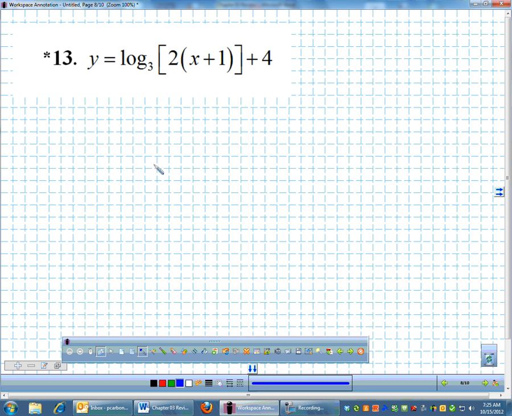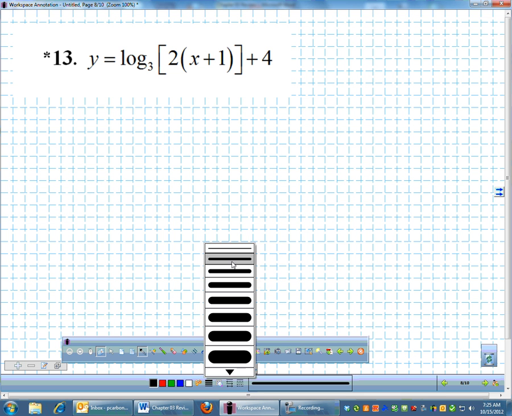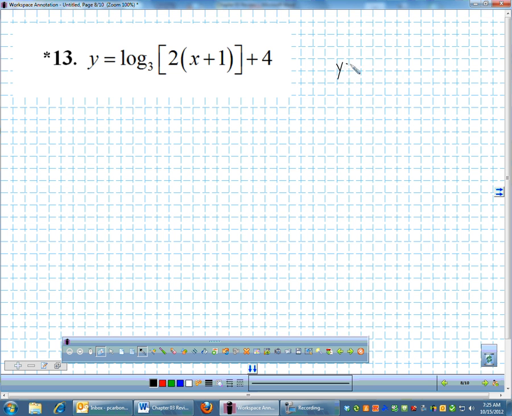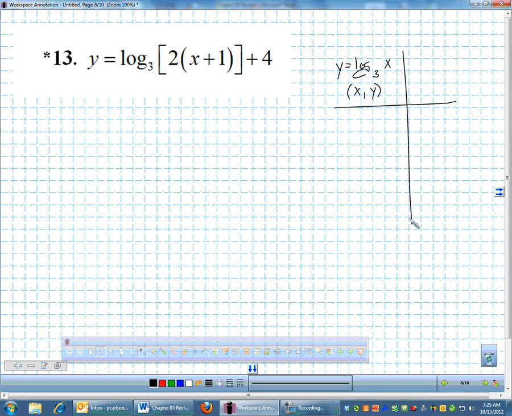Let's see. Number 13, log base 3 of all that mess. Let's see, well, my parent function is log base 3 of x. I'm going to start with that. So if I start with log base 3 of x, I'll list some ordered pairs for that. Ordered pairs for log base 3 of x, 1, 0, and 3, 1. And don't forget the vertical asymptote on the y-axis.